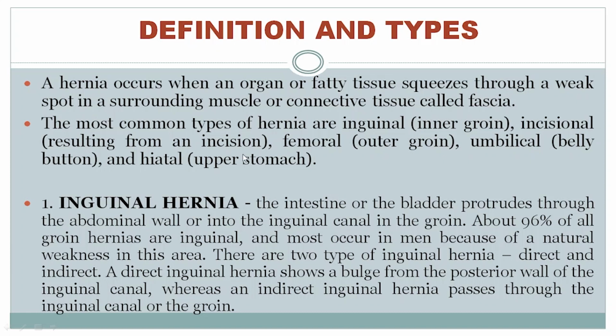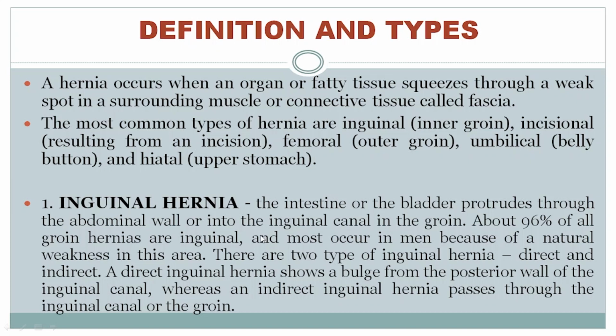There are common types of hernia, which are inguinal hernia, which is also known as inner groin hernia, incisional hernia, which results from an incision, femoral hernia in the outer groin, umbilical, belly button hernia, and hiatal, upper stomach. So the location of the hernia is described according to their name, like inguinal is in inner groin, femoral outer groin, incisional resulted from incision. So the name suggests the type of hernia.